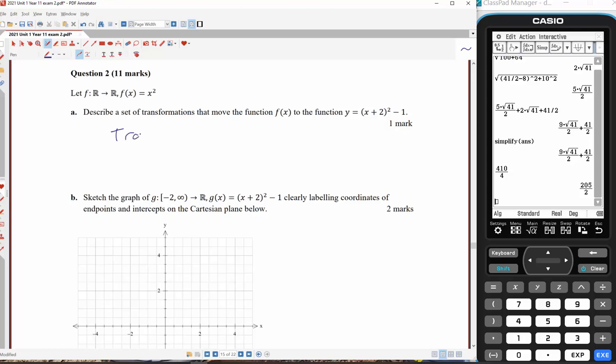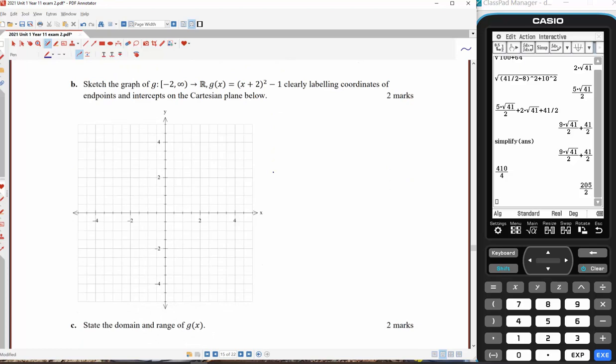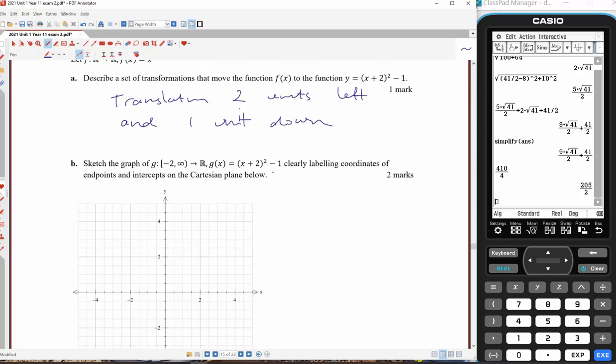So this is a translation 2 units left and 1 unit down. Okay, sketch the graph of that. Okay, so the turning point is at -2, -1. That's there. It's upright. So let's get the x-intercepts, which occur when g of x is 0.